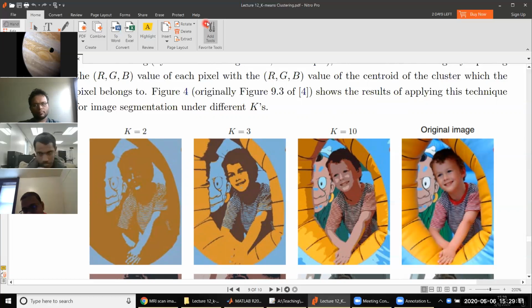For example, the part here. You can see there's something here, this part. I don't know what that is, looks like a bone or something. And it's gone here. Why? Because all of them are closer to the blue, so all of them are attributed to blue.